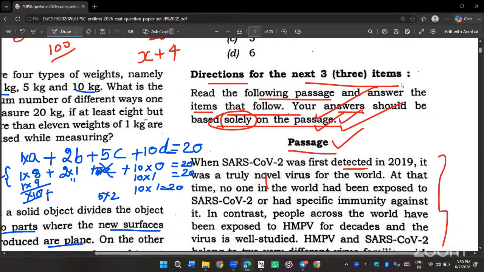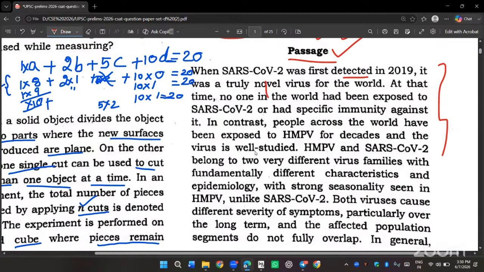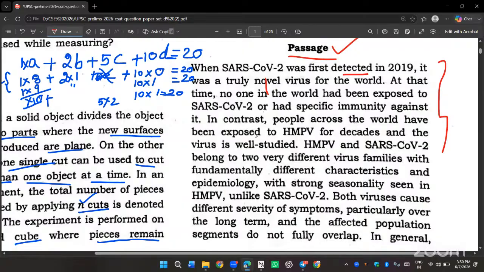Okay. So that is another point you have to remember. Now we will go to the passage. So here, when SARS-CoV-2 was first detected in 2019. If it is a school question, then when was it detected? They will ask the simple question.